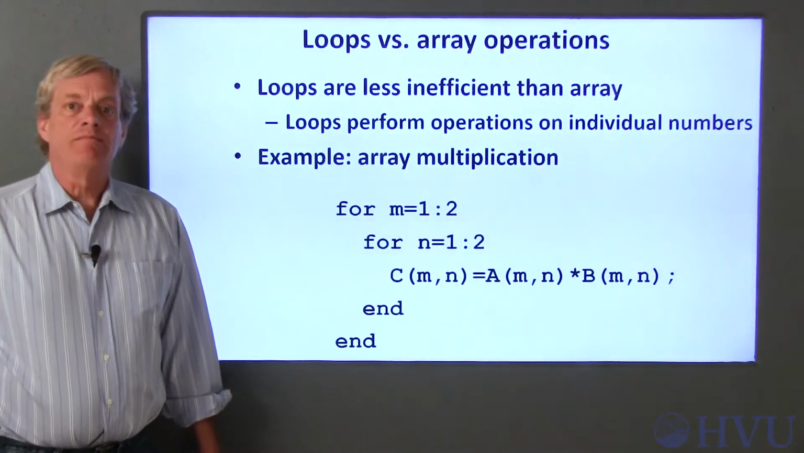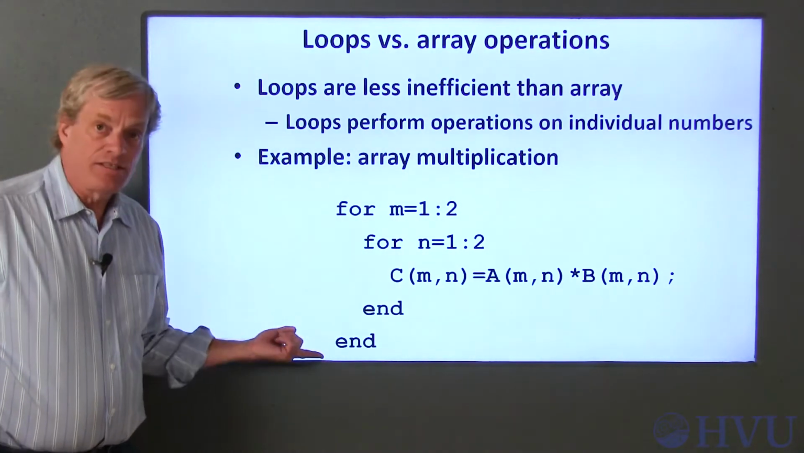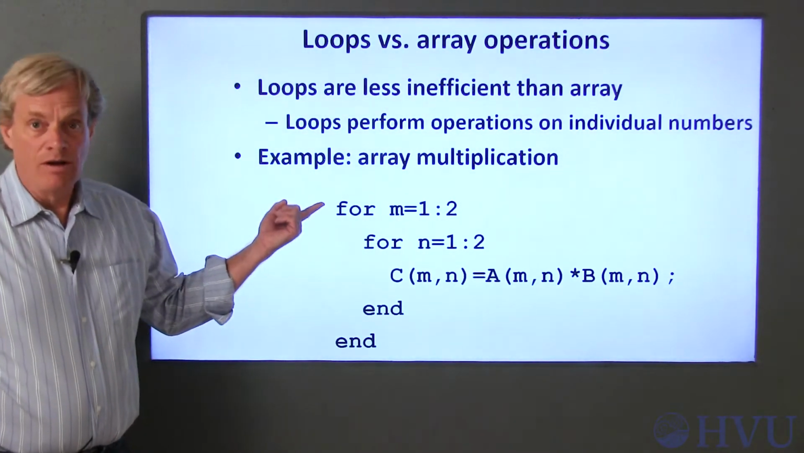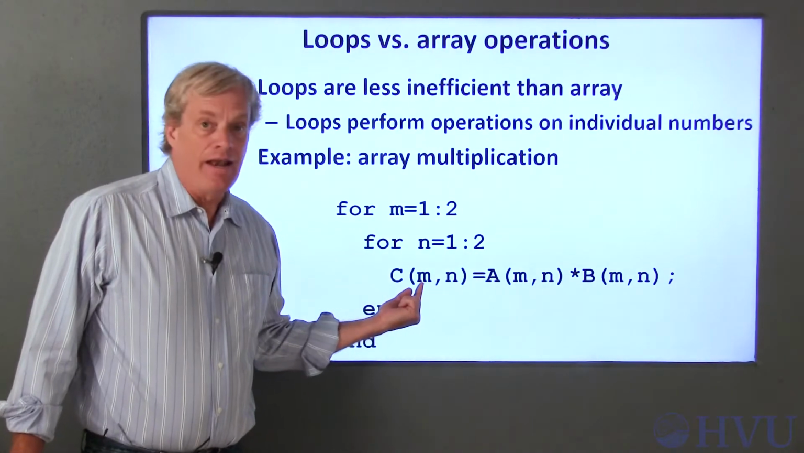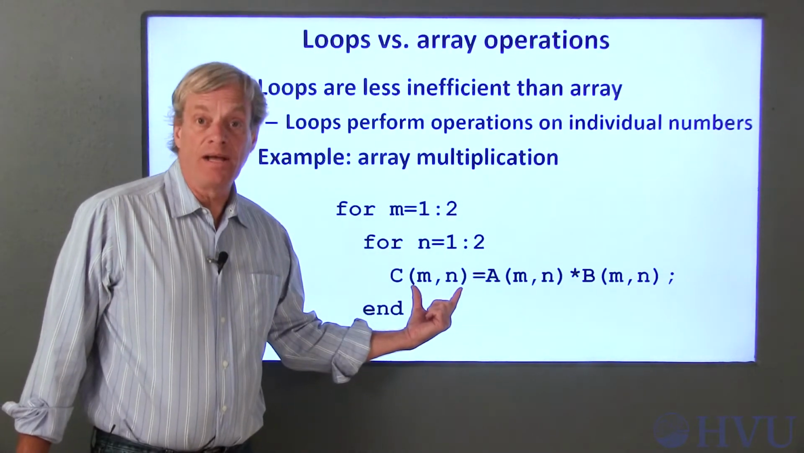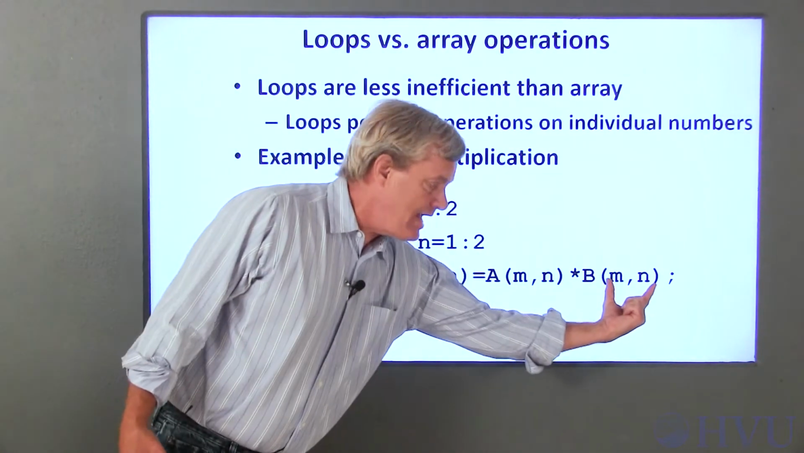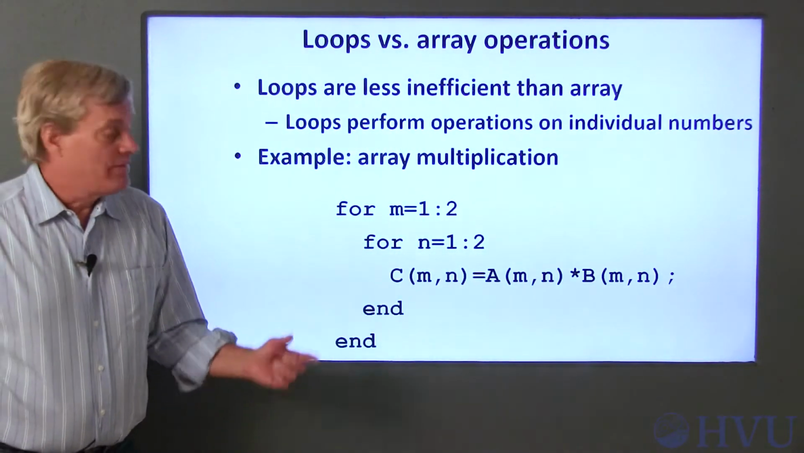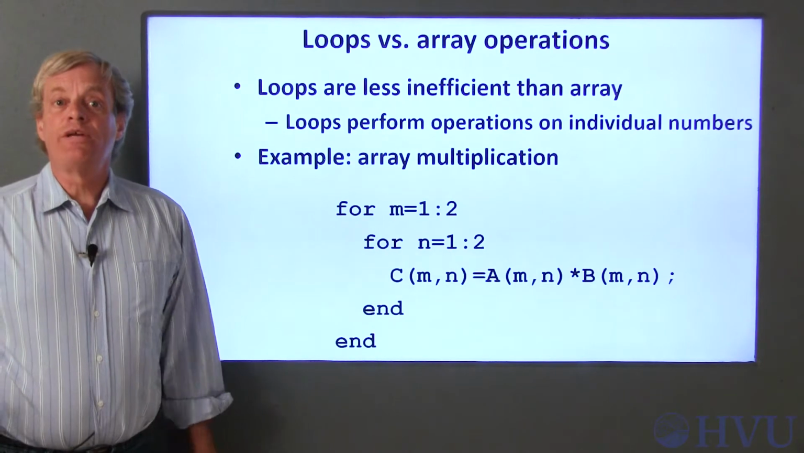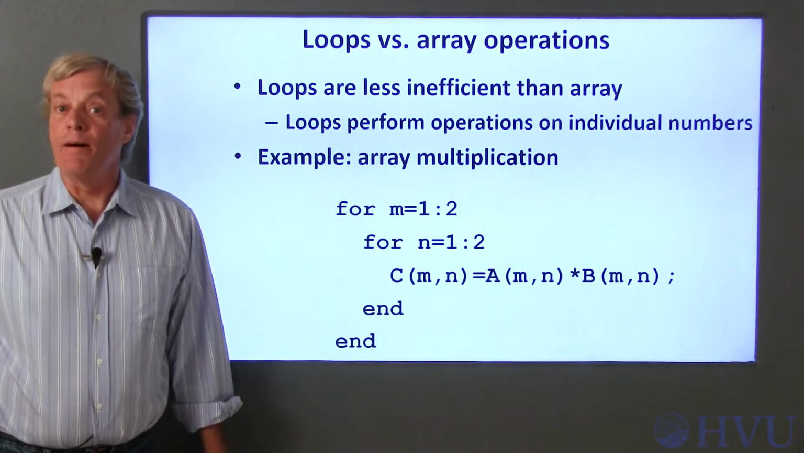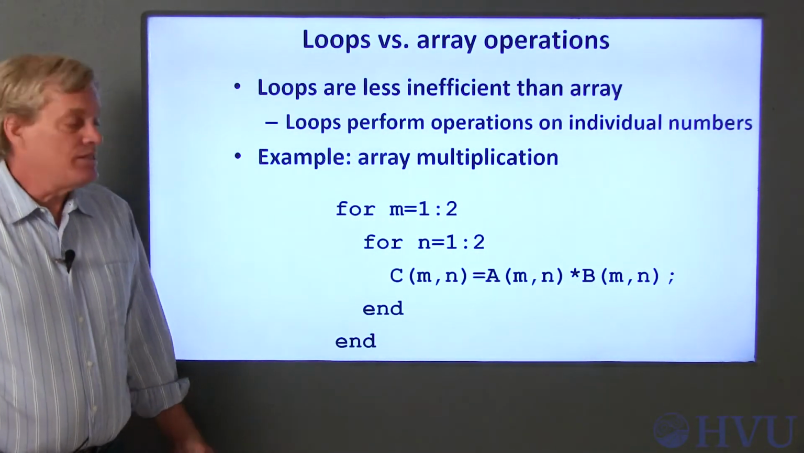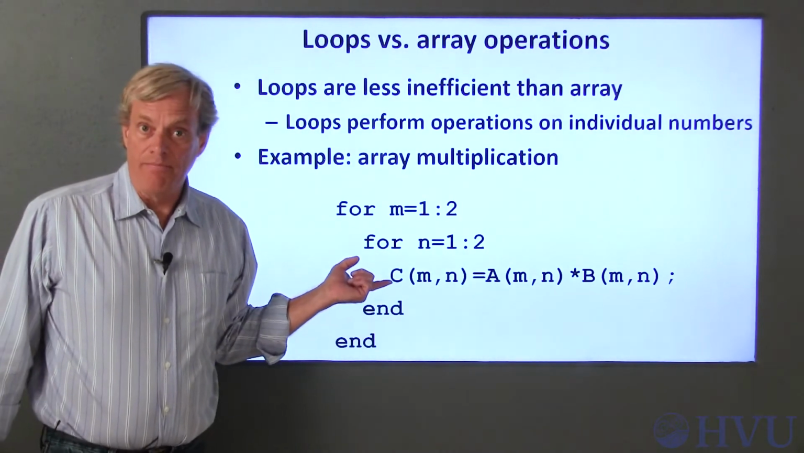This process can be implemented as a set of nested for loops, as shown here. For any combination of n and m, C of m comma n is the product of the elements of A and B at that location. The nested loops just create every possible combination of m and n. The elements in C are created one at a time.